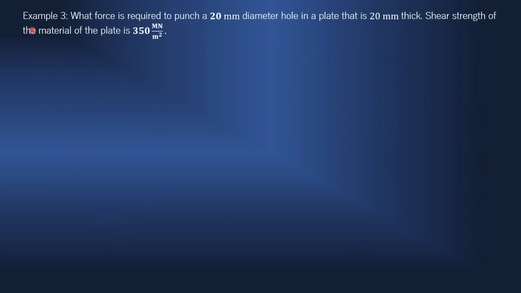Let's solve this problem. What force is required to punch a 20 millimeter diameter hole in a plate that is 20 millimeter thick? Shear strength of the material of the plate is 350 mega Newton per meter squared. You know now, Newton per meter squared is Pascal. So it means it is 350 megapascal. We want to punch a 20 millimeter diameter hole in a plate that is 20 millimeter thick.